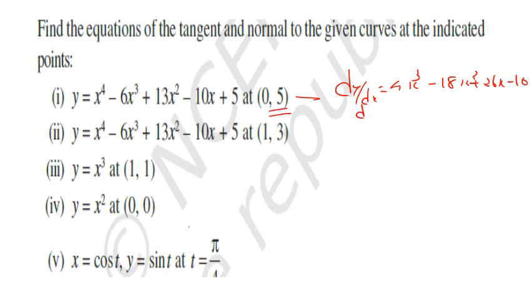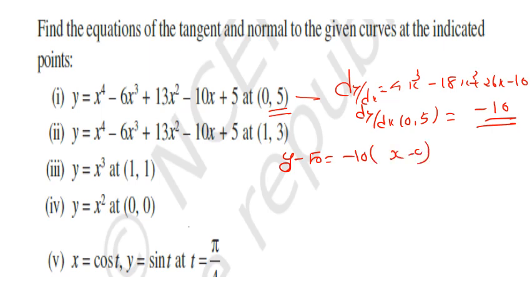What is dy by dx at (0, 5)? At (0, 5) you put x equal to 0. So what are you getting? Minus 10. Now what is the equation? The equation is y minus 5 is equal to slope, minus 10, into x minus 0. So y minus 5 is equal to minus 10x. So 10x plus y minus 5 is equal to 0. This is the equation of the tangent.